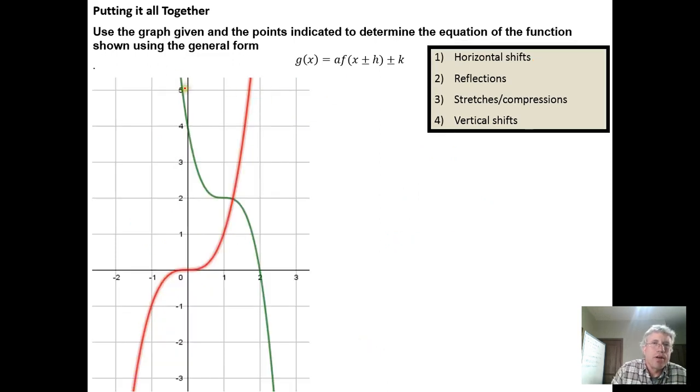So here's my function g of x. And I actually used GeoGebra to draw in the toolbox function. The toolbox function, this is a cubing function. So g of x has been built from the cubing function. And again, we need to identify how has it been built. So 1, look for horizontal shifts. And it looks like this point has been shifted over 1 unit to the right.